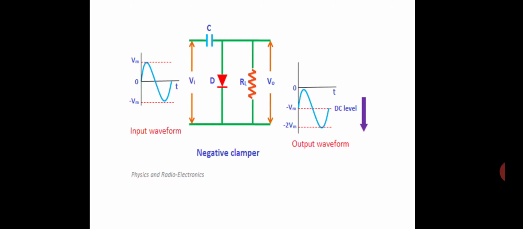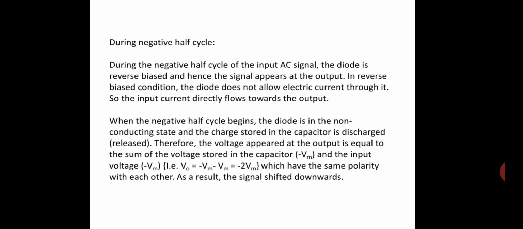With the diode open, all the input goes to load RL, and the capacitor discharges the value which was stored in forward condition. So the capacitor's value and the input value go to RL, and the combined output of input voltage and capacitor charge is received at output V0. When the negative half cycle begins, the diode is in the non-conducting state and the charge stored in the capacitor is discharged.